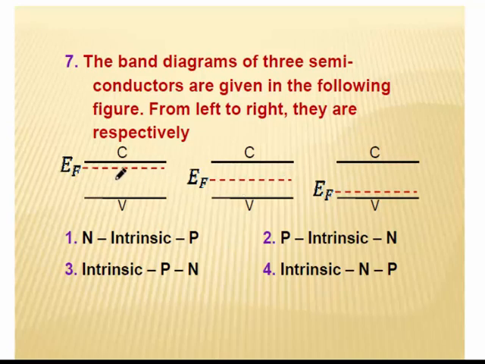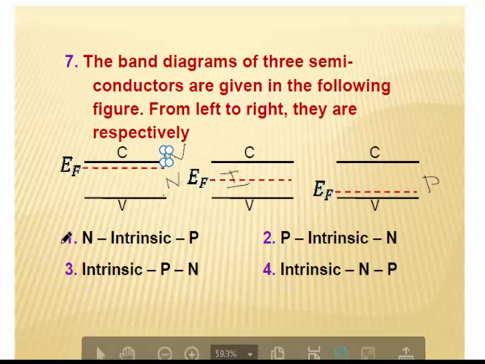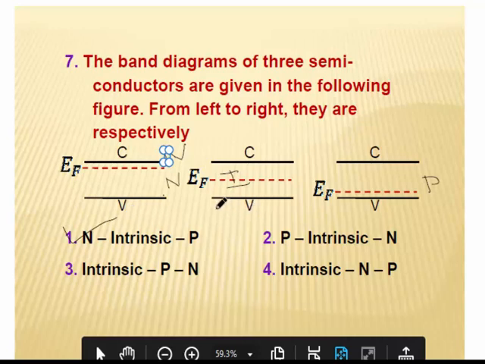If the forbidden energy gap is nearest to the conduction band, it is n-type. If the forbidden energy gap is not near to the conduction band and not near to the valency band, it is what? Simply intrinsic semiconductor. If the forbidden energy gap is nearest to the valency band, it is what? P-type. So what is the answer? N, I, P: N-type, intrinsic, P-type means the first answer is the correct answer.